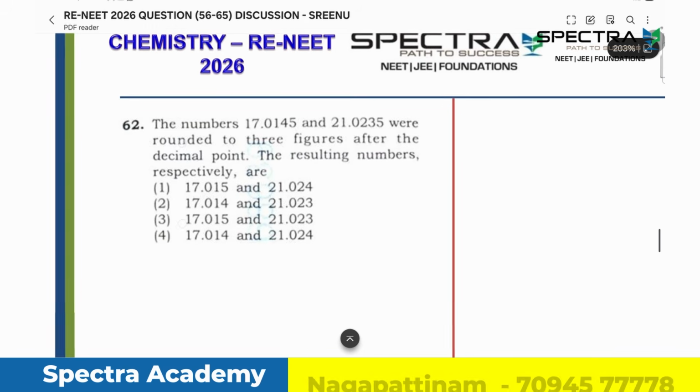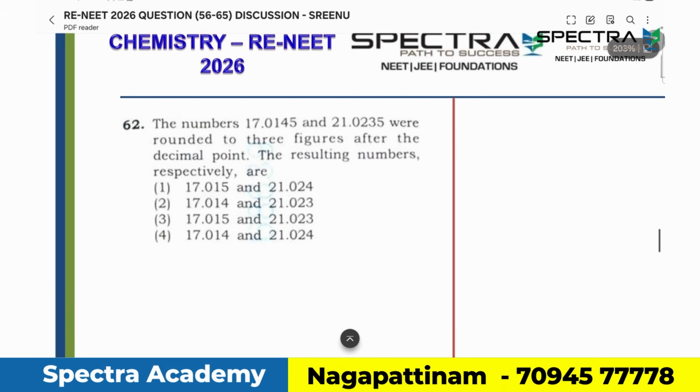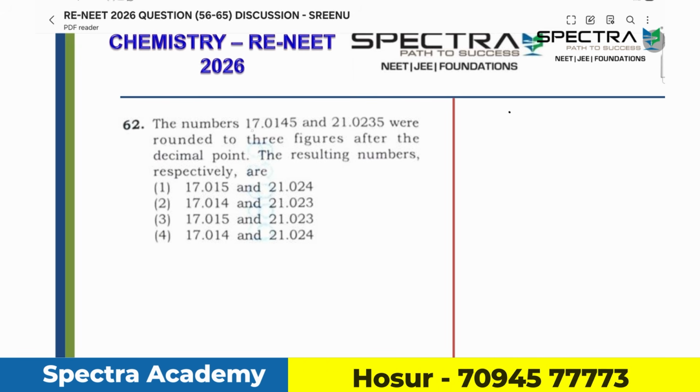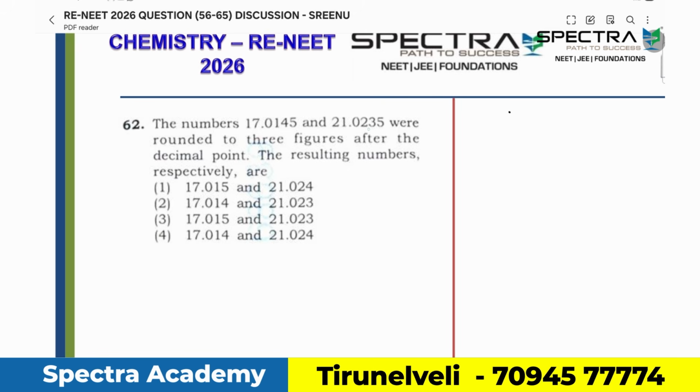Question number 62. Okay, it is a very basic question actually, maybe an unexpected one. You can easily answer this anyhow. The three numbers 17.0145 and 21.0235 were rounded off to three figures after the decimal point.